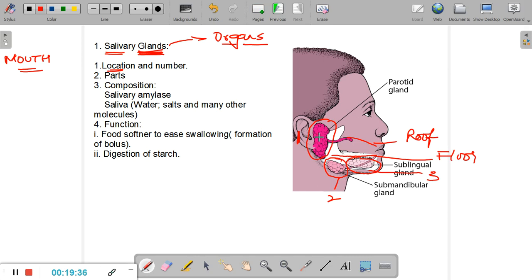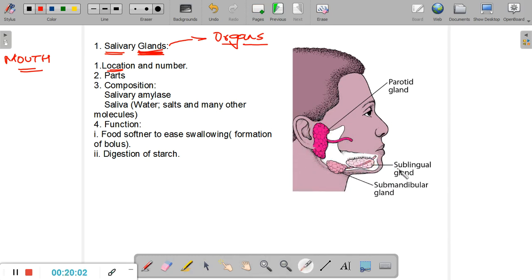The first salivary gland is behind the jawbone, right? The other one is at the back under the floor of the mouth, and the third is under the tongue. Now these glands have been given names. I don't want you to remember those names. You should only remember how many glands we have.